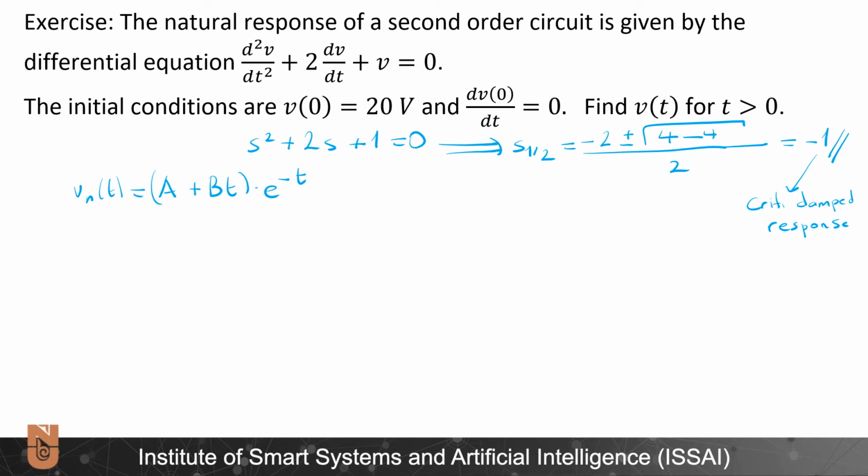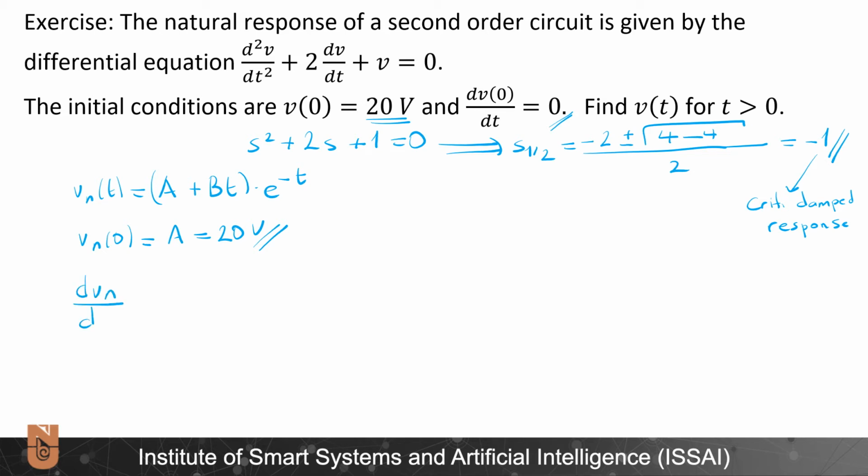And now my problem is how to find A and B, so I will use the initial conditions for that. Vn(0) is equal to A times e to the 0, which is 1, which is equal to, from this initial condition, 20 volts. So I found A easily. Let's find B using the first derivative of V at t equal to 0.